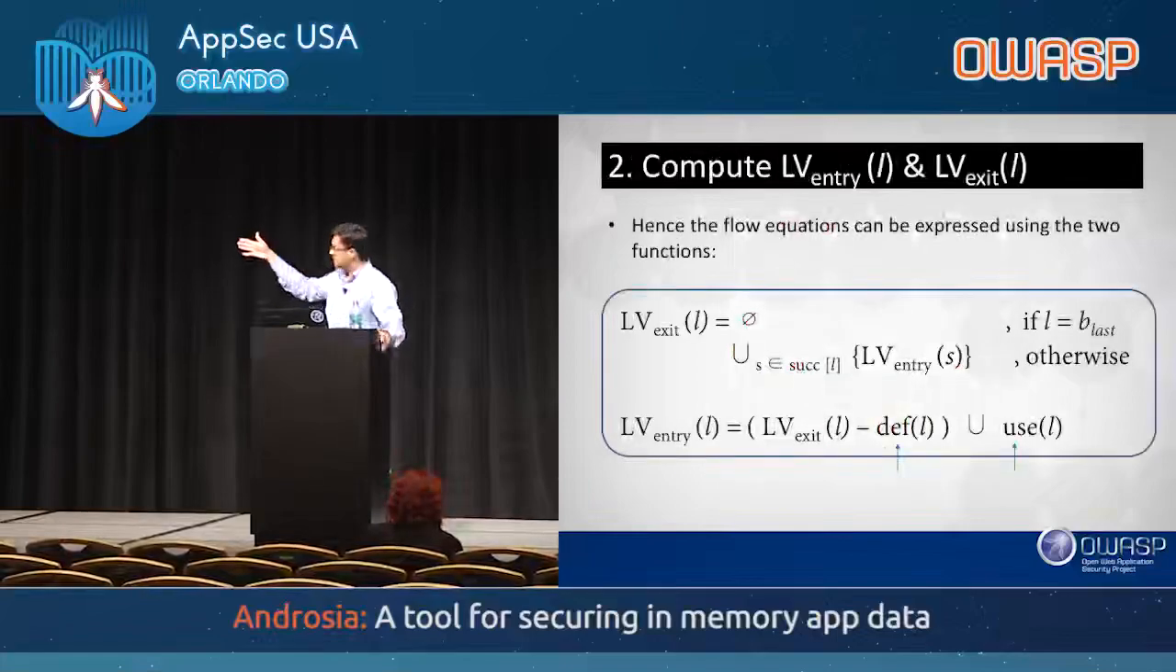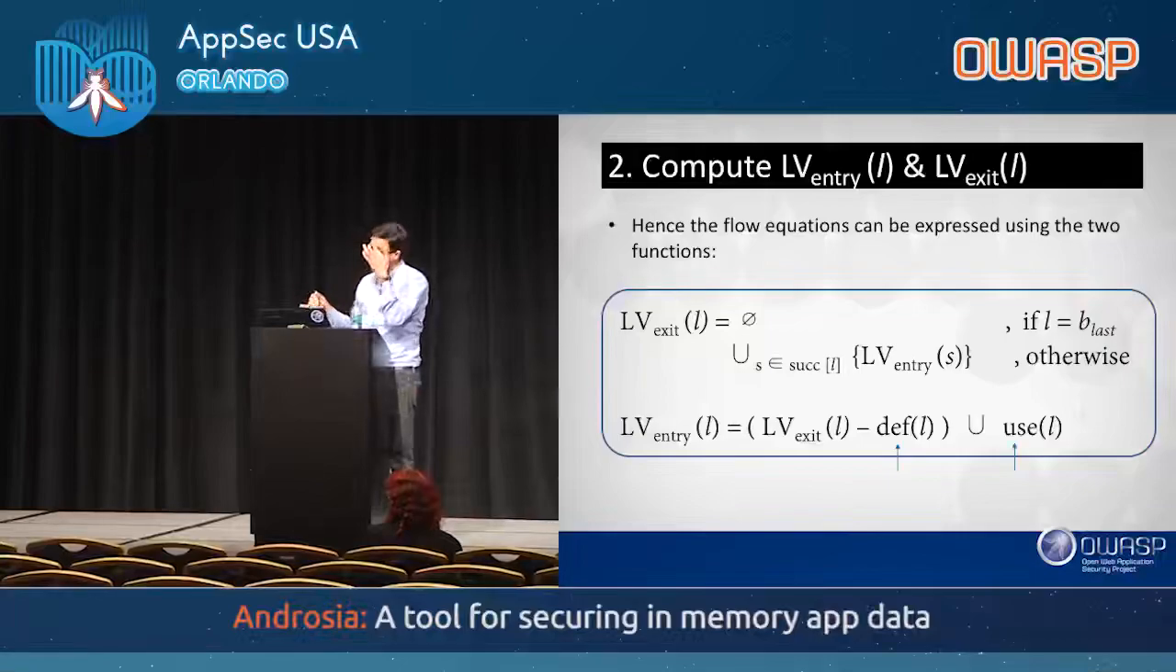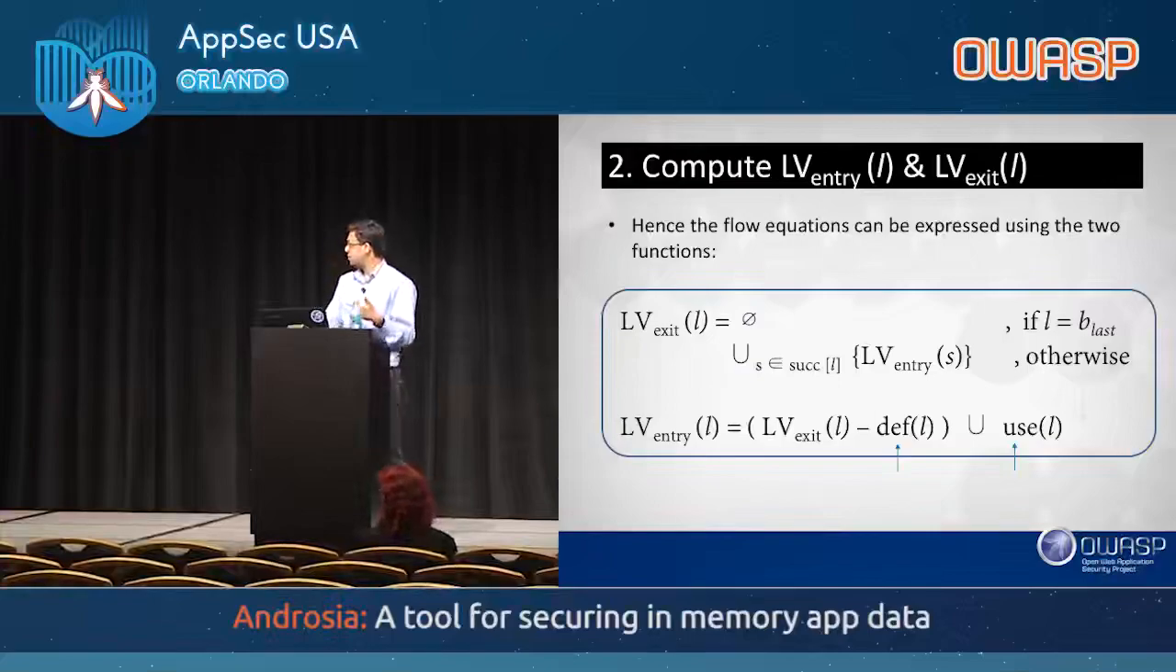If I had to express them as equations, it will be something like this. This is exactly the same thing which I mentioned over the previous examples. If the statement is the last statement of the body, then the LV exit set will be phi. Otherwise, we'll take a union over the LV entry sets of the successors. Sorry. And then to compute the LV entry set, we are going to take LV exit minus def, union use, which we have already computed.